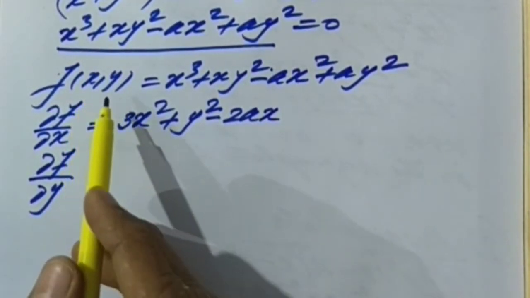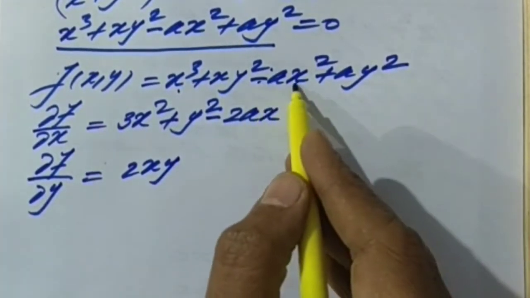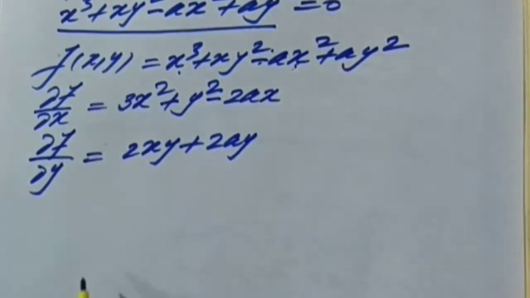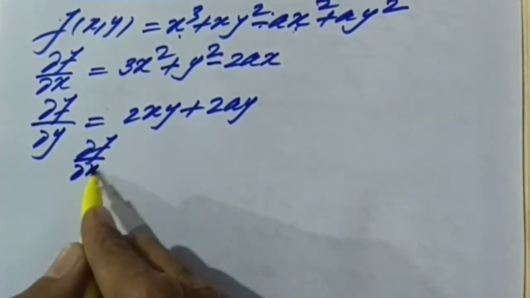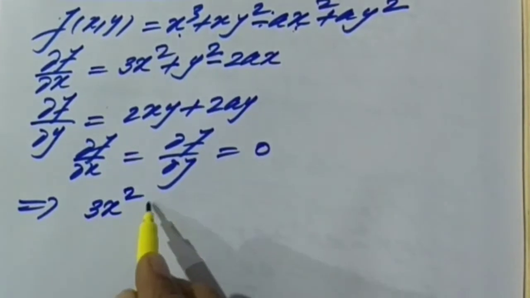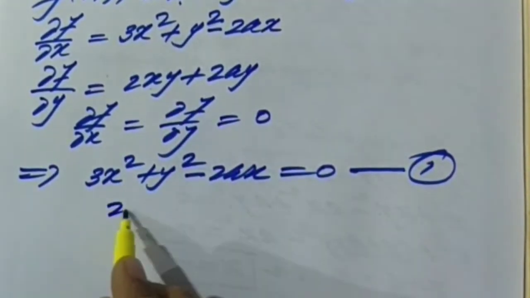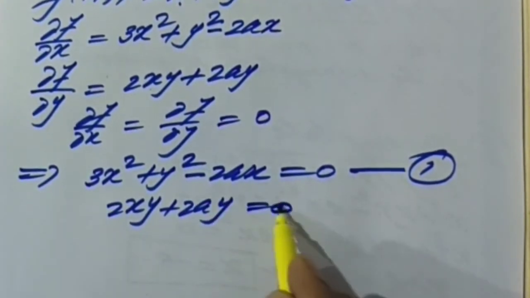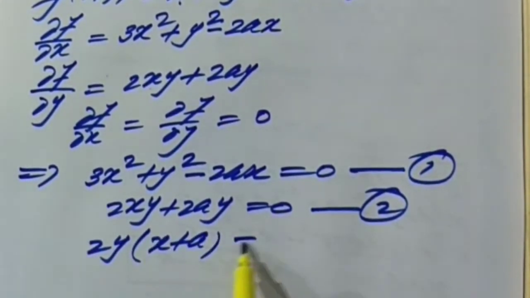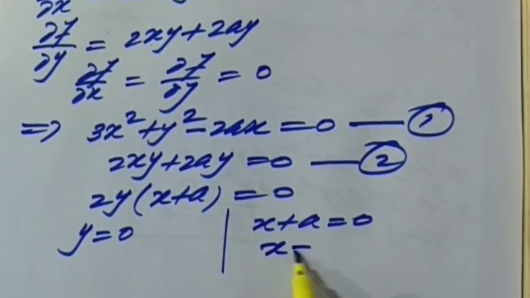Now differentiating the function partially with respect to y, we get del f over del y. Differential of first term is 0 and we get 2xy. Derivative of this term is also 0 partially with respect to y, and derivative of this term is 2ay. So now for double points, del f over del x and del f over del y, both are equal to 0. So it implies that 3x square plus y square minus 2ax is equal to 0, make it 1, and 2xy plus 2ay is equal to 0, make it 2. From 2, if we take 2y common out of it, we get y times (x plus a) is equal to 0. And here we have two possibilities, either y is equal to 0 or x plus a is equal to 0 or x is equal to minus a.